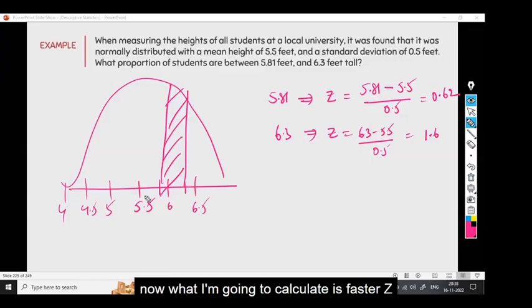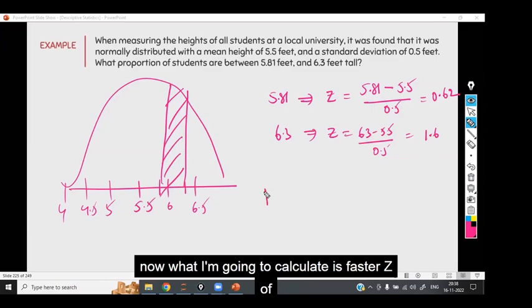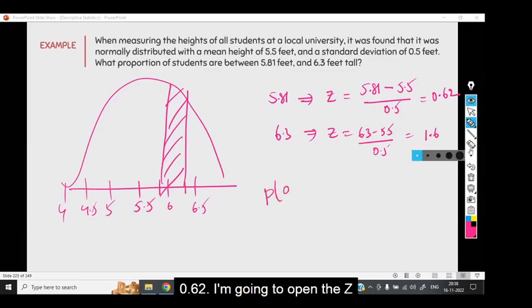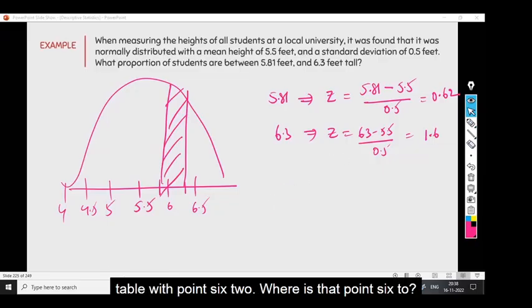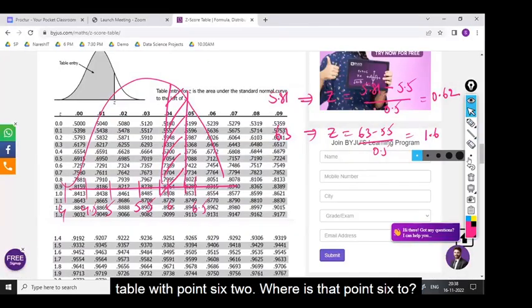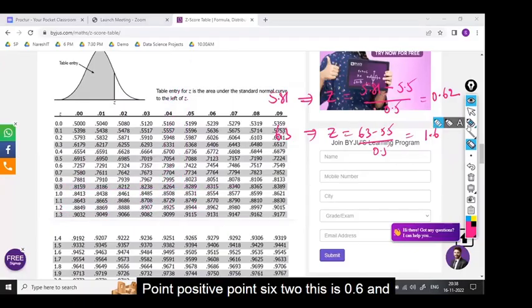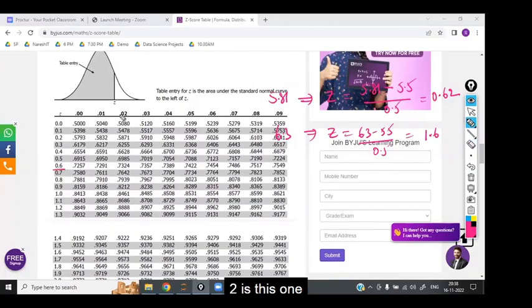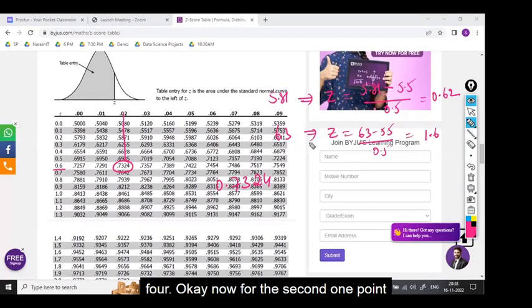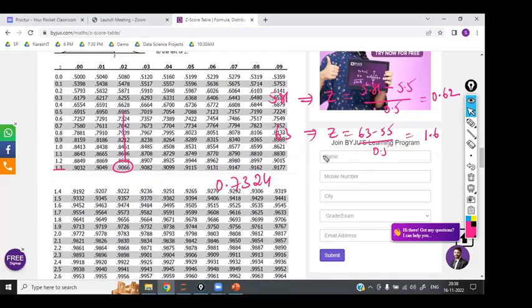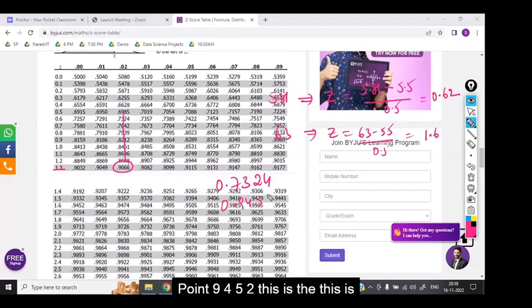So now I'm going to calculate first the probability for z of 0.62. I'm going to open the z table at 0.62. Where is that 0.62? Positive 0.62: this is 0.6 and the 2 column is this one. That is 0.7324. Okay. Now for the second one, 1.6. For 1.6, what is the z-score value? 0.9452. This is the one.